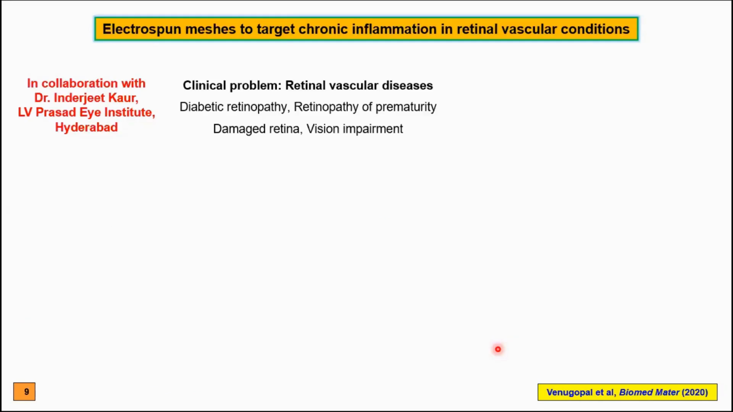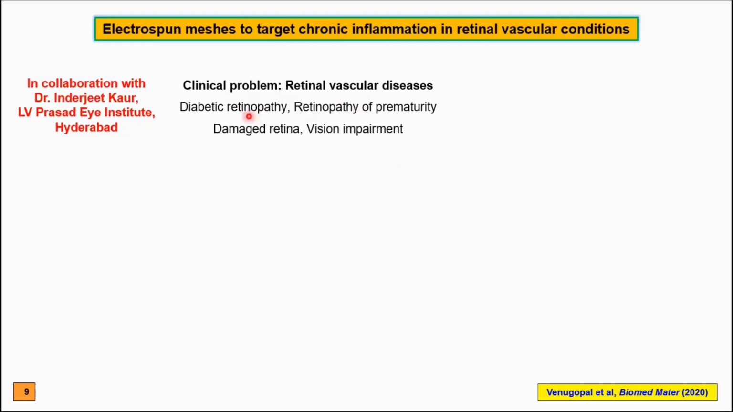So this work is done in collaboration with Dr. Indrajit Kaur at LV Prasad Eye Hospital. And the problem we are looking at here is chronic inflammation, but in the context of retinal vascular diseases. These are conditions that are widely prevalent in countries like India, for example, where diabetic retinopathy and retinopathy of prematurity result in damaged retina and vision impairment.